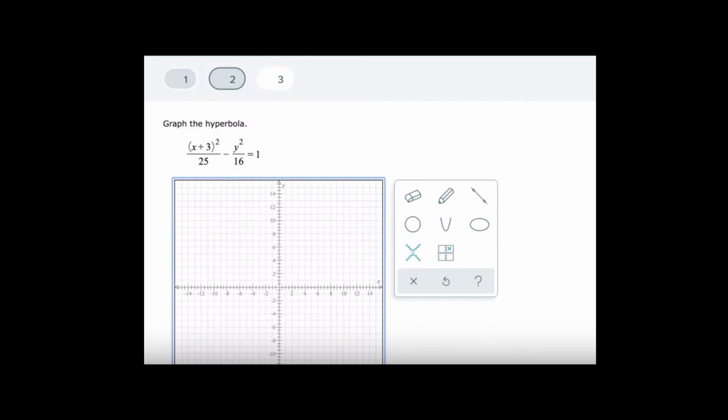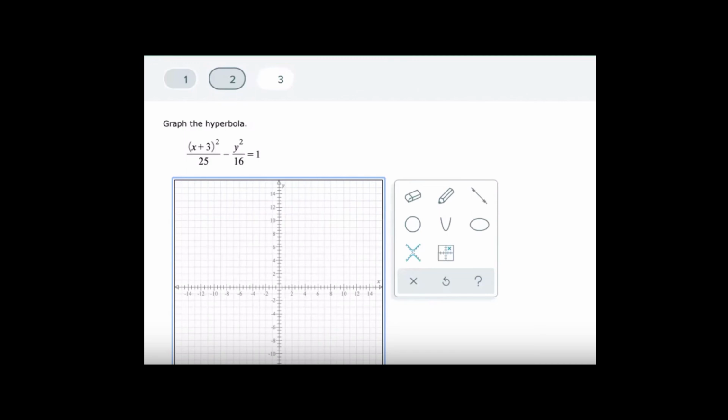I'm going to be doing a movie on question 2 of the homework on chapters 6 and 7. In this example, we're asked to graph the hyperbola. It's written in standard form, so we can determine that the center is going to be -3, 0. And we determine that by setting the x plus 3 equal to 0, getting -3, and setting the y equal to 0, getting y equal to 0.